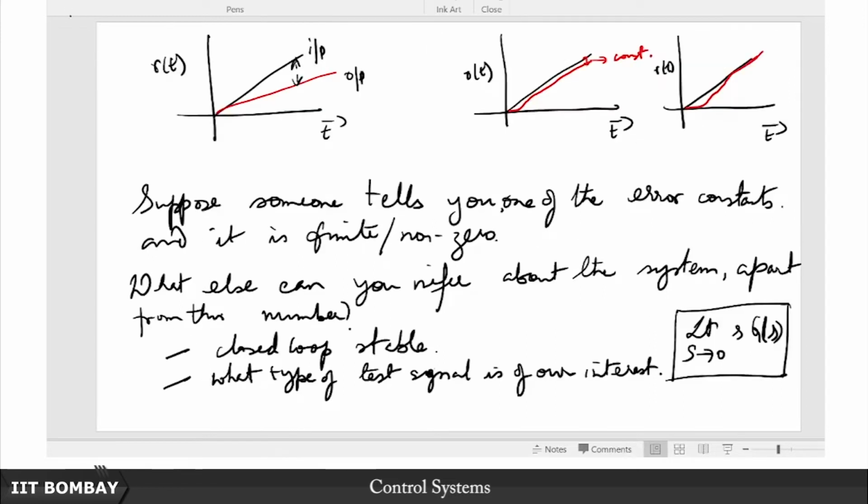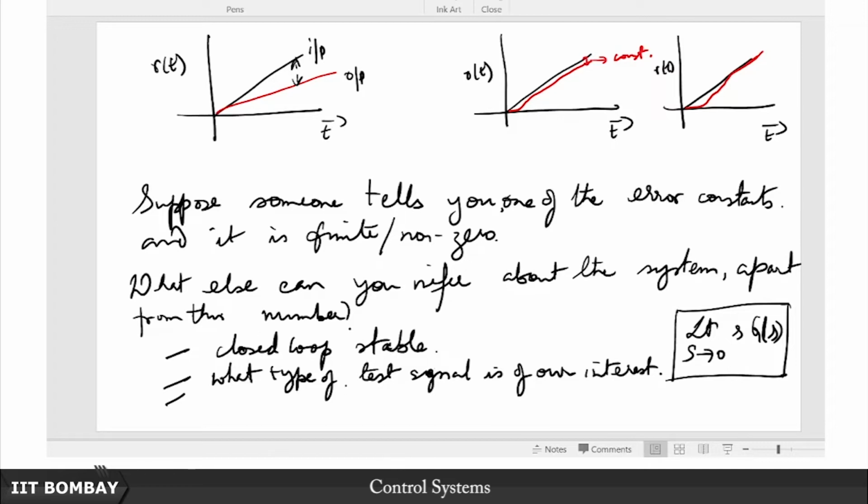So it's like a detective story. You have one clue, and from that you deduce logically what else could be inferred about it. So first thing is, of course, if it has to be applicable, then it must be closed loop stable. So that is one thing probably the person is implicitly telling me.